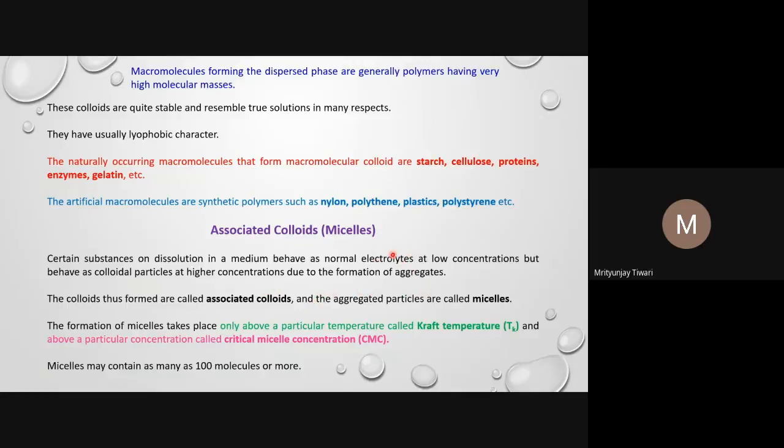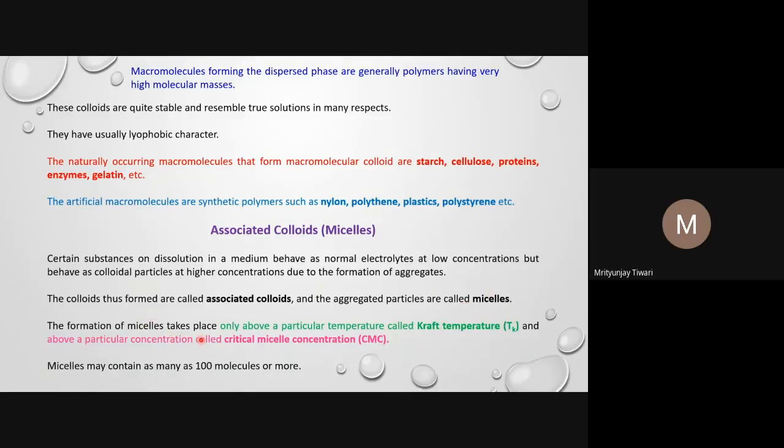Normal electrolytes usually get dissociated in water, and so the ions will be separated out. But at the higher concentrations, all the ions start getting associated, and because of the association, they will form particles of the colloidal range, and so such colloids are called associated colloids, and the aggregated particles are called micelles. So all the aggregated or associated particles are called micelles.